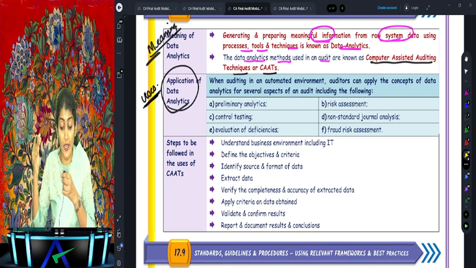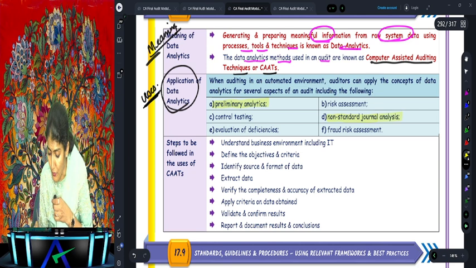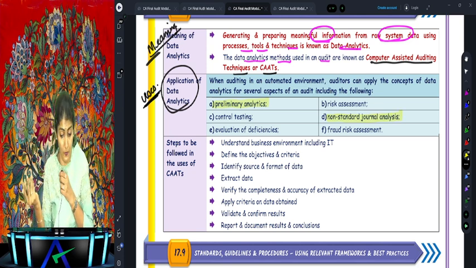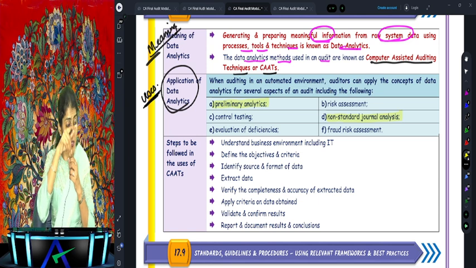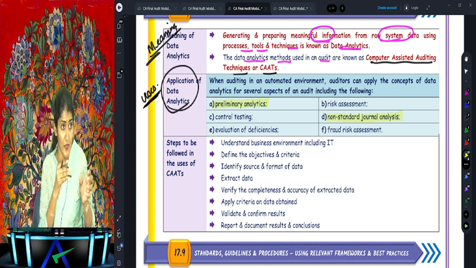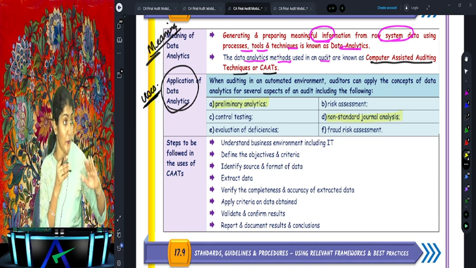So where can I make use of computers in the audit? One, while doing the preliminary analysis, or doing the non-standard journal entry analysis and management override of control. I can make use of computers while doing the preliminary analysis, like comparing current year with previous year, or also doing the analysis of the entries which are passed at 3 o'clock in the night by the CEO of the company. So the non-standard journal entry analysis.